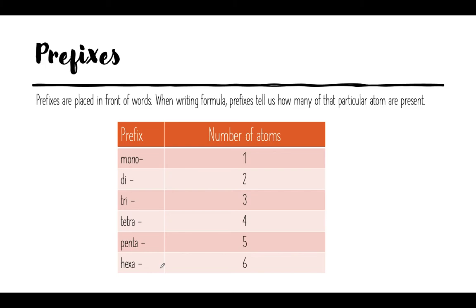So if we see the prefix mono, it means 1 atom. Di means 2. Tri means 3. Tetra 4. Penta 5. And hexa means 6. Now, if you do not have this in your jotter or a note of this somewhere, I advise that you pause the video and make a note of it now. It's worth bearing in mind as we move through this lesson.